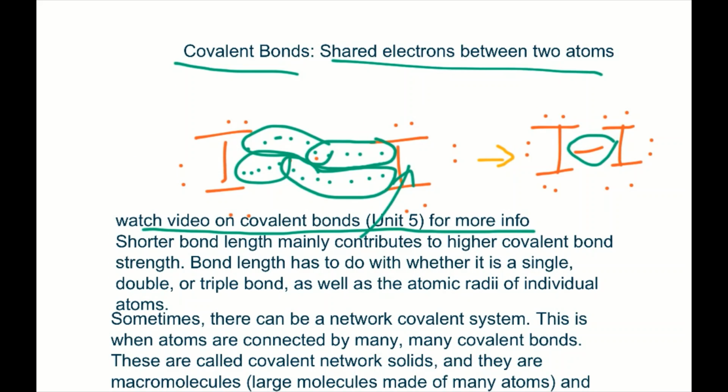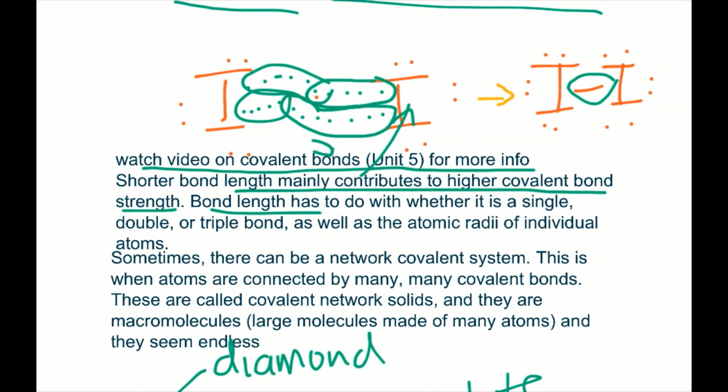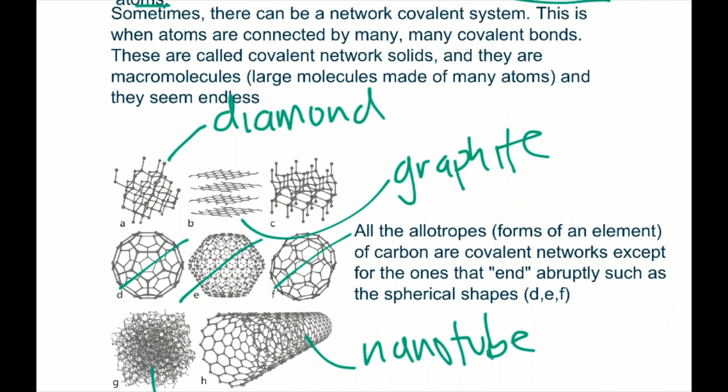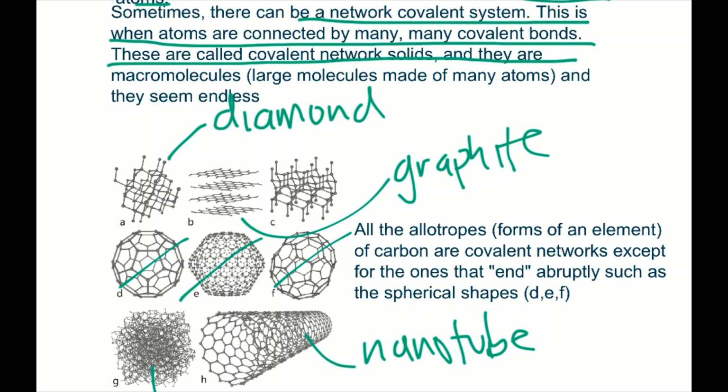So let's read on. Shorter bonds mainly contribute to higher covalent bond strength, as mentioned in that video about covalent bonds. Now, bond length has to do with whether it is a single, double, or triple bond, as well as the atomic radius of individual atoms. Now, there's something special. Sometimes there can be a network covalent system. This is when atoms are connected by many covalent bonds, and these are called covalent network solids, and they are macromolecules because they are made of lots and lots of atoms, and they seem endless.